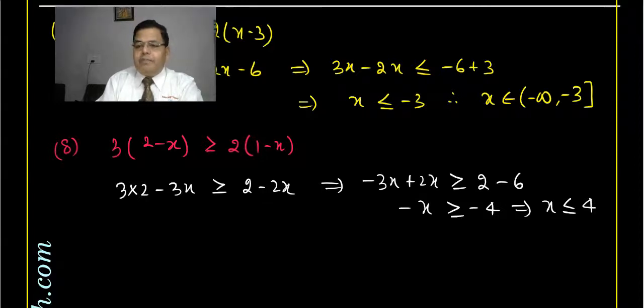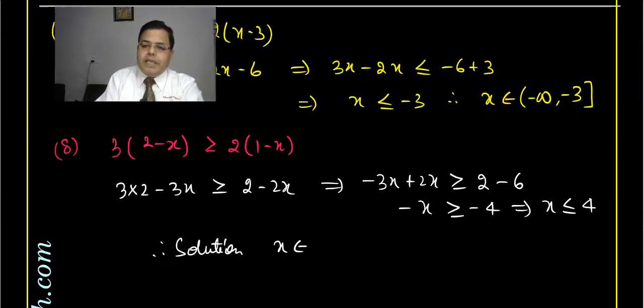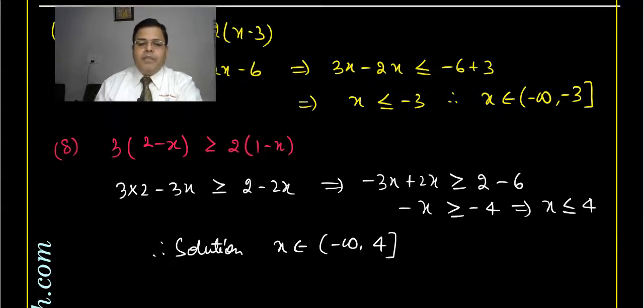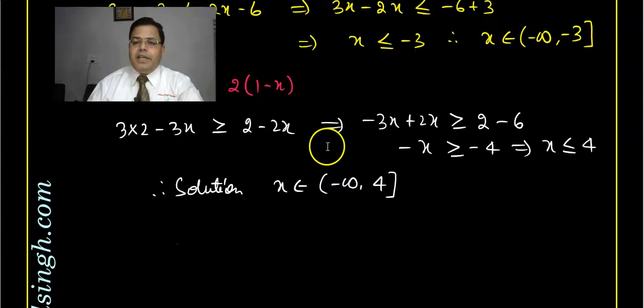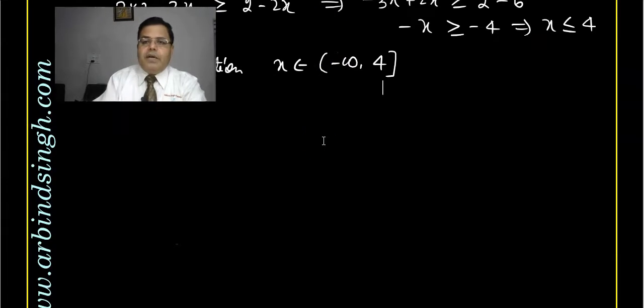So the sign of inequality will change, and therefore the solution can be written as x belongs to minus infinity to 4. This is a semi-closed interval. I hope you got this and you are getting all these points very clear. Now, let us solve one more question, that is question number 9. And question number 9 is something different.